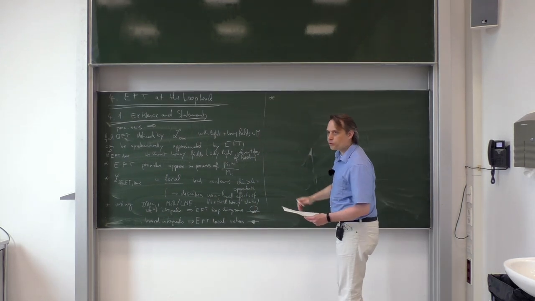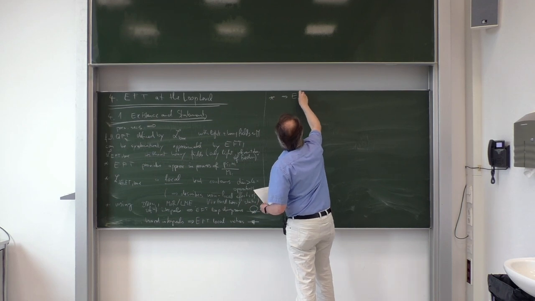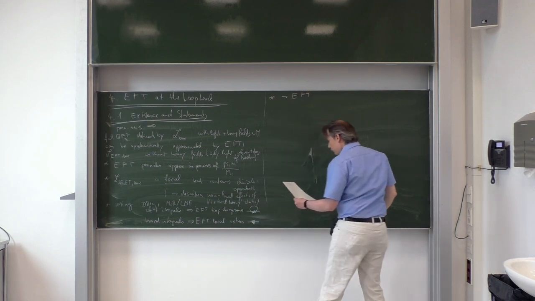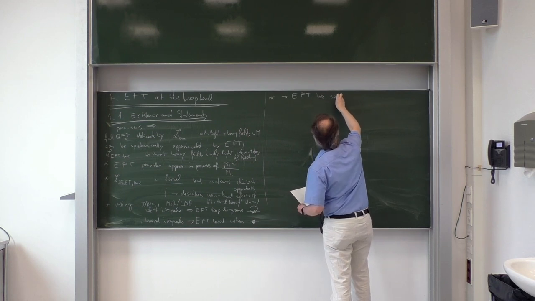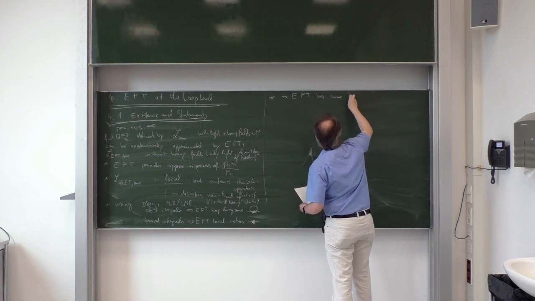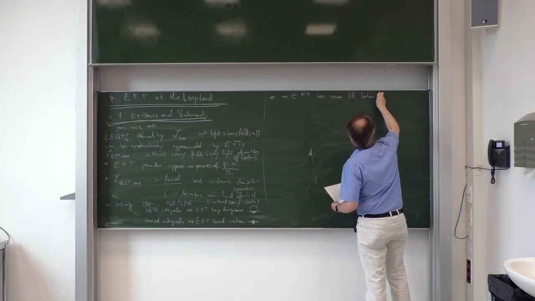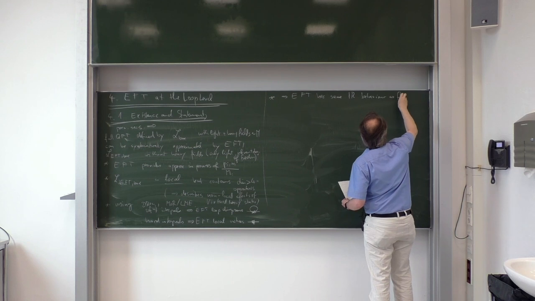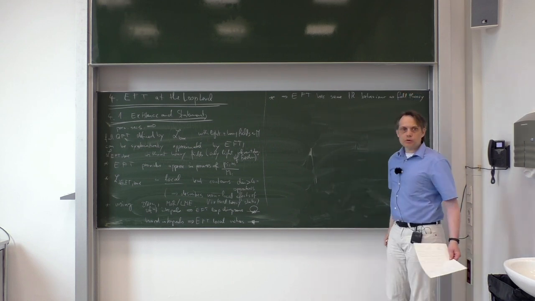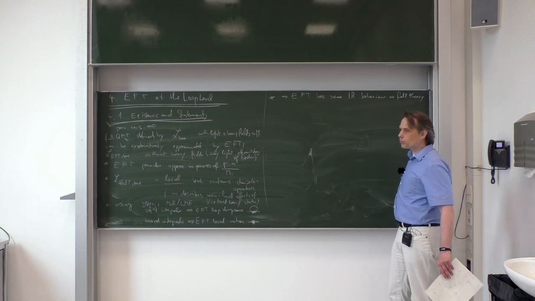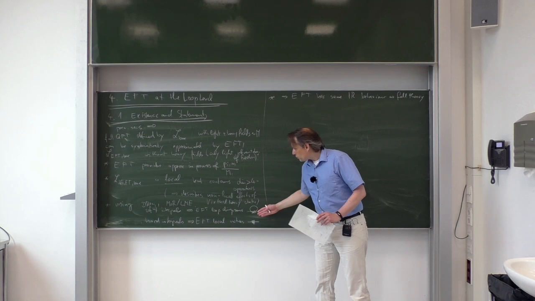Then from this discussion, we can also draw a little bit more detailed consequences. So we can say the EFT has the same infrared behavior as the full theory. IR stands for infrared behavior as the full theory. So infrared means low energy. So the EFT has the same low energy behavior as the full theory. And you can see it in this way.